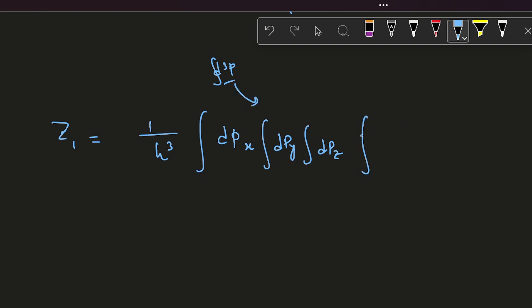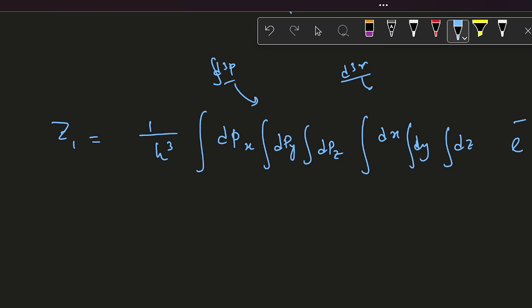Again, you also have d cube r, right? If you want to break it down, d cube r will become the dx integral, dy integral and dz integral. All three coordinates have an integral contribution. Now, this e to the power minus beta H, right? H is p squared by twice m plus half k r squared.